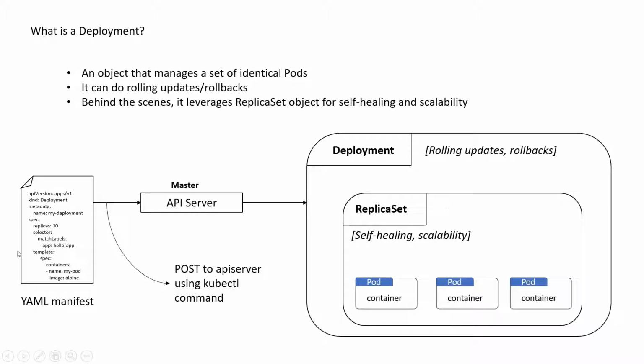So as you see in the diagram, we have a YAML manifest for the deployment object, and we can use the kubectl command to post that to the API server. The API server then creates the deployment object, which internally uses a replica set to manage the set of pods. Each pod would be running the container of our application. The replica sets handle the self-healing and scalability aspect, and the deployment as a whole handles rolling updates and rollbacks. We'll see how this kubectl command creates all these objects in the demo shortly.